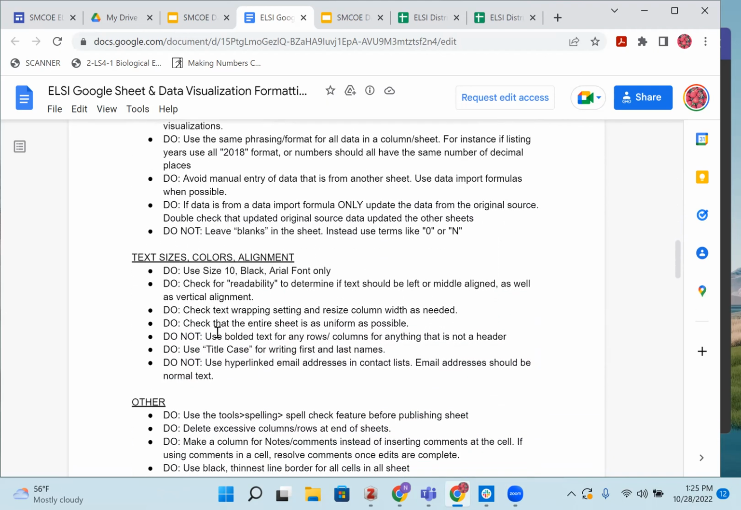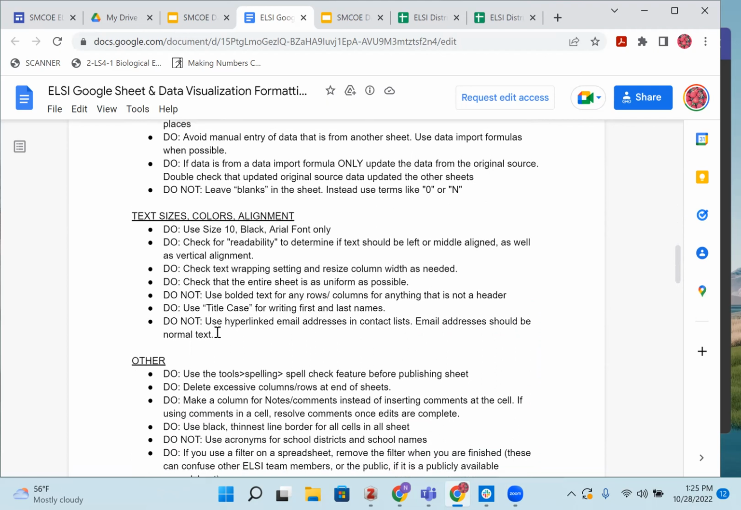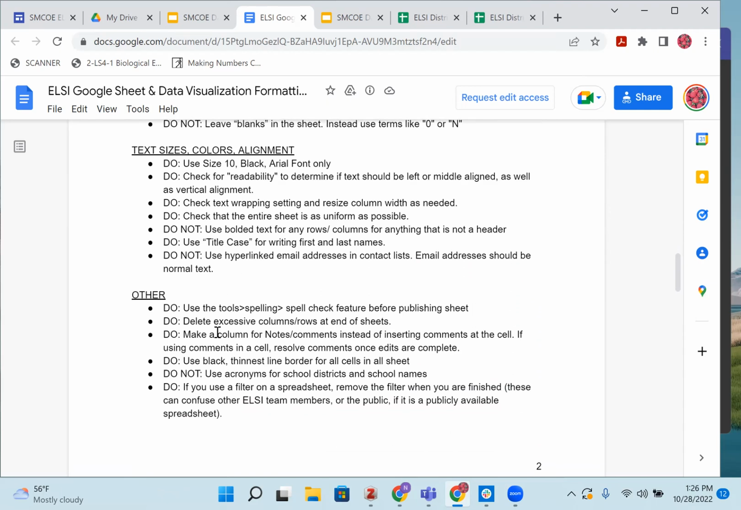Even fonts, colors, alignments, things like that are more about when you're having somebody look at the actual sheet itself and less about the visualization, but very helpful to make sure that anyone who's using your sheets can understand it. So that is the last resource I was going to share.